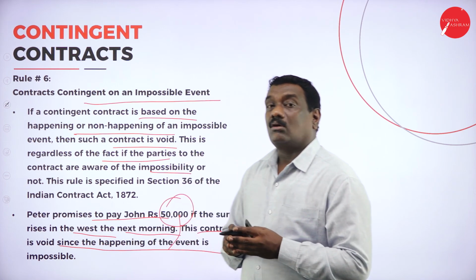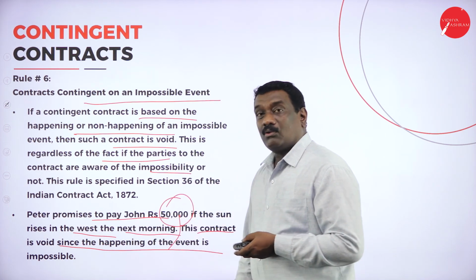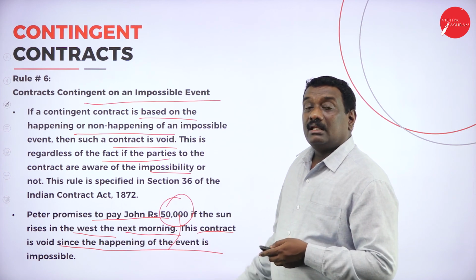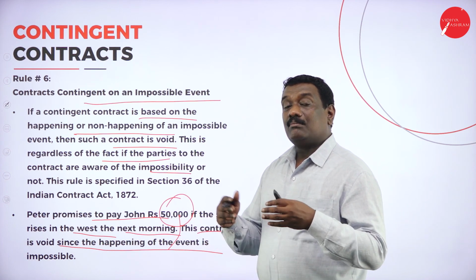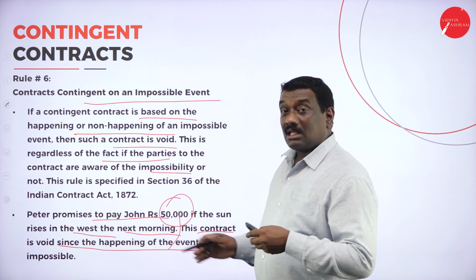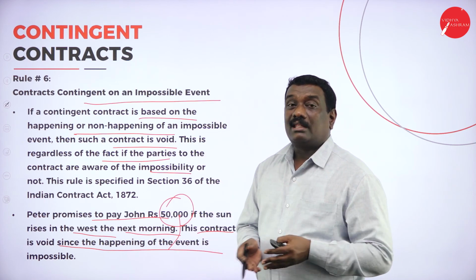So this particular contract becomes impossible, because what it says is going to happen is an impossible event that will not take place.